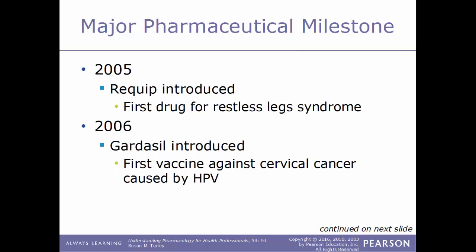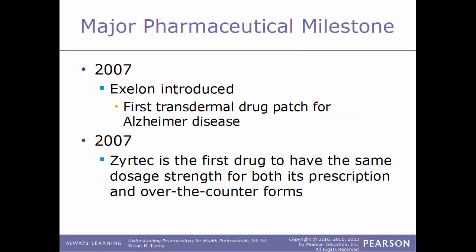2005, Requip is introduced. It's the first drug developed to treat RLS, restless leg syndrome. 2006, Gardasil is introduced, the first vaccine against cervical cancer, which is caused by HPV. 2007, Exelon is introduced, the first transdermal drug patch used to treat Alzheimer's disease. Also in 2007, Zyrtec is the first drug to have the same dosage strength for both prescription and over-the-counter versions.